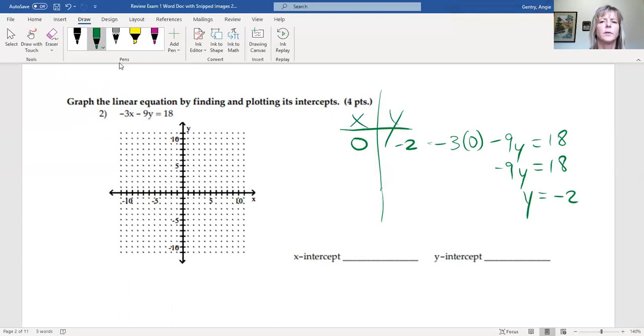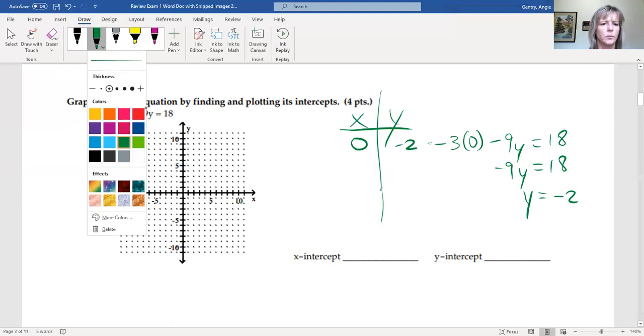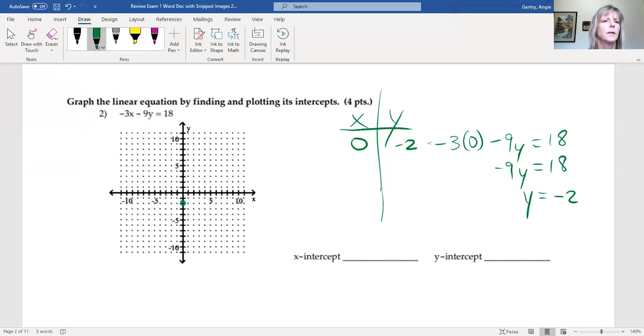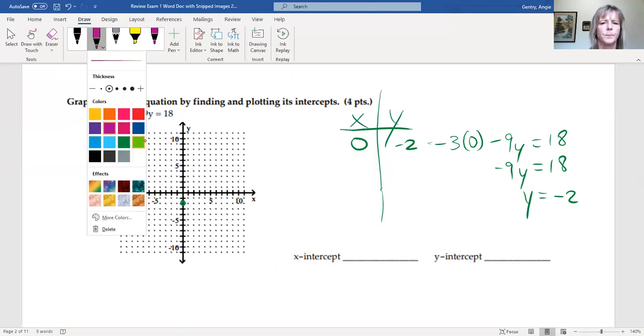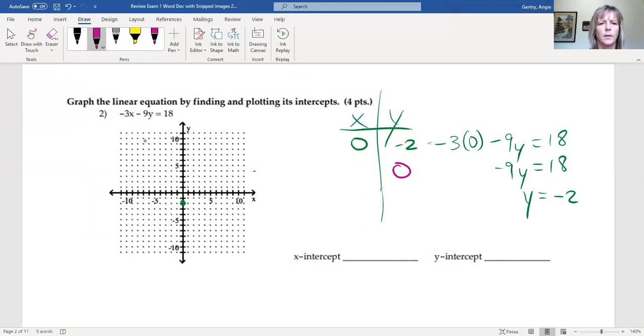So when x is 0, y is -2. So 0, -2 is right here. And then the other one is, when y is 0, you could say -3x minus 9 times 0 equals 18. -3x equals 18. So x equals -6. So that is your other point. And then you connect those two.